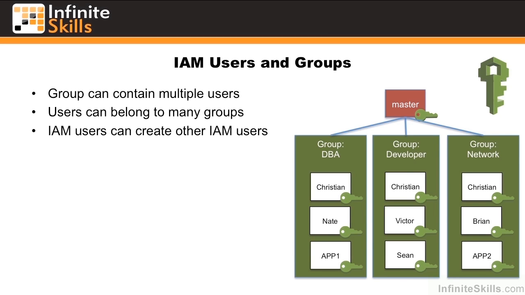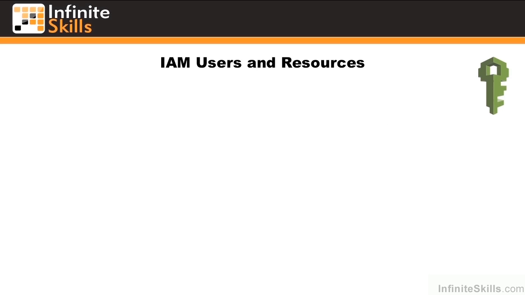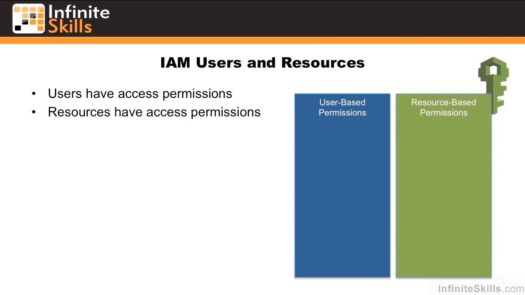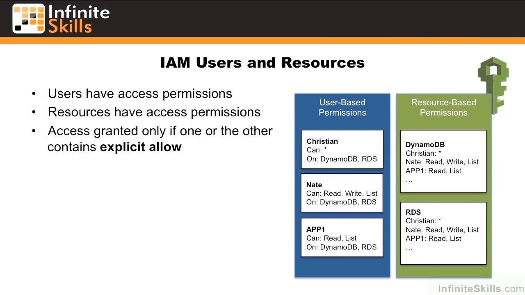IAM users can create other IAM users, but the grantor permissions have to be greater than that of the grantees. A grantor cannot give any permissions that they themselves do not have. IAM also has users and resources. Users have access permissions, and resources have access permissions. The access to a resource is only allowed if either one or the other contains an explicit allow.